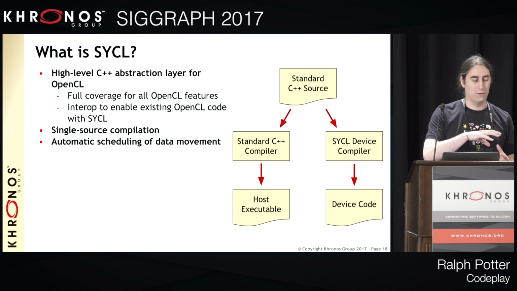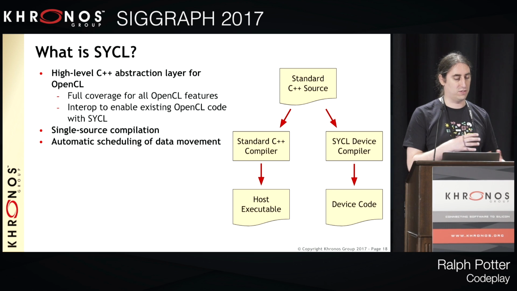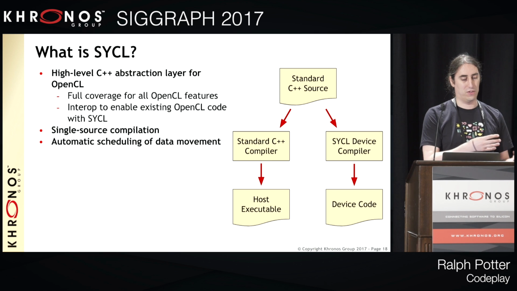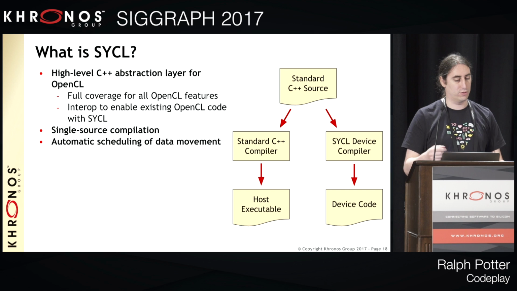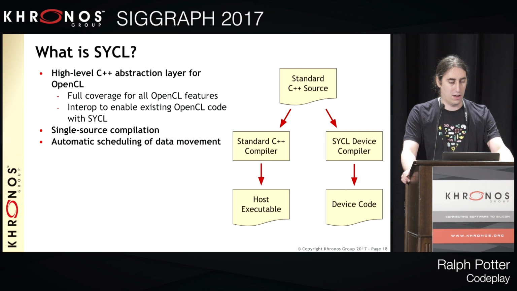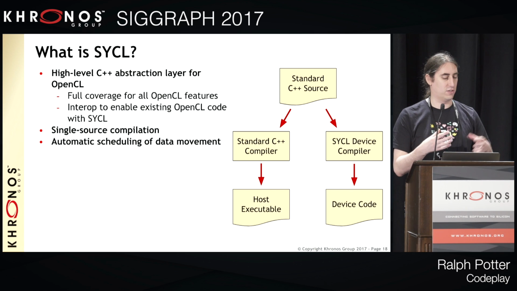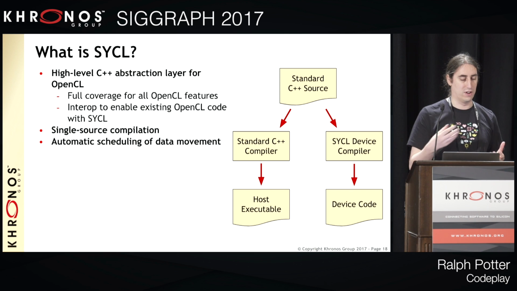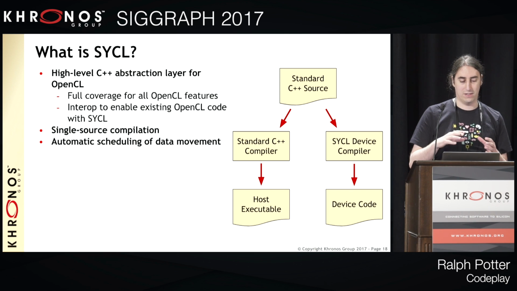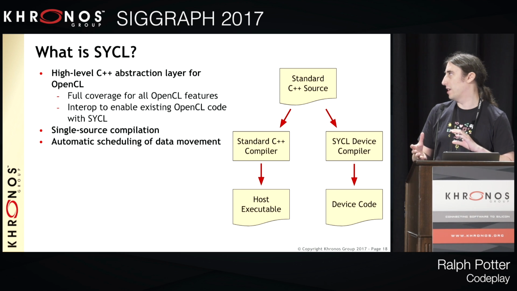We have full coverage for all of OpenCL's features. So if it exists in OpenCL, somewhere in the C++ abstraction, there is some corresponding API that allows you to do the same thing. We also have interop features. So if you have existing OpenCL C kernels or existing OpenCL code, you can still make it interact with SYCL in a useful way.